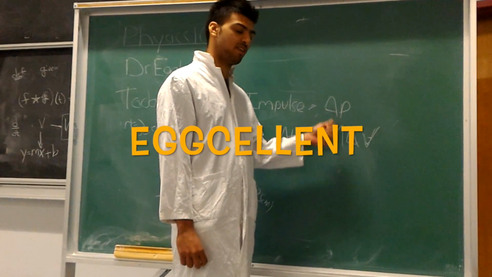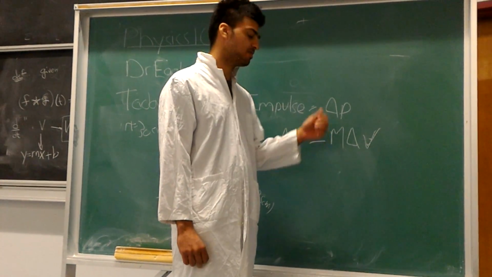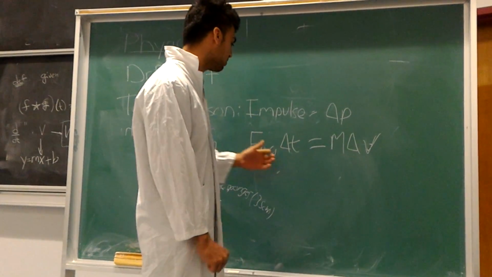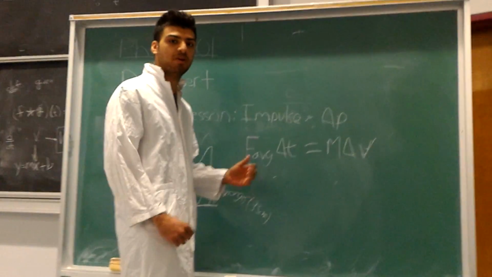Impulse is categorized as a change in momentum within a system due to an average force applied for a period of time. The equation is force times delta time is equal to mass times delta velocity for a system. Excellent. So impulse is a change in momentum, which is equal to mass times delta velocity, and is also equal to the average force applied for a period of time.